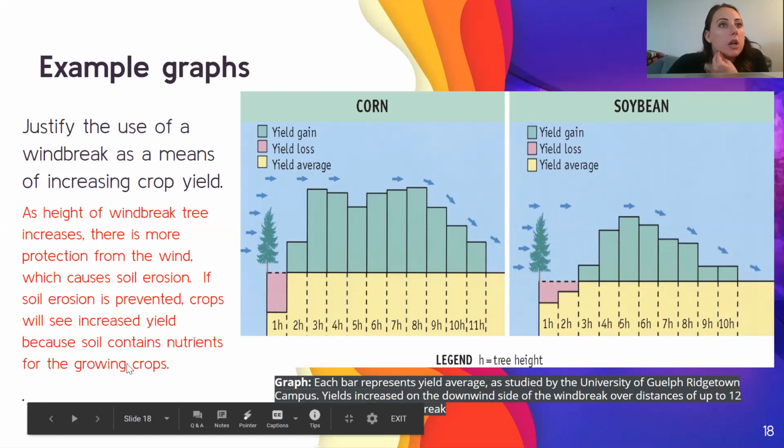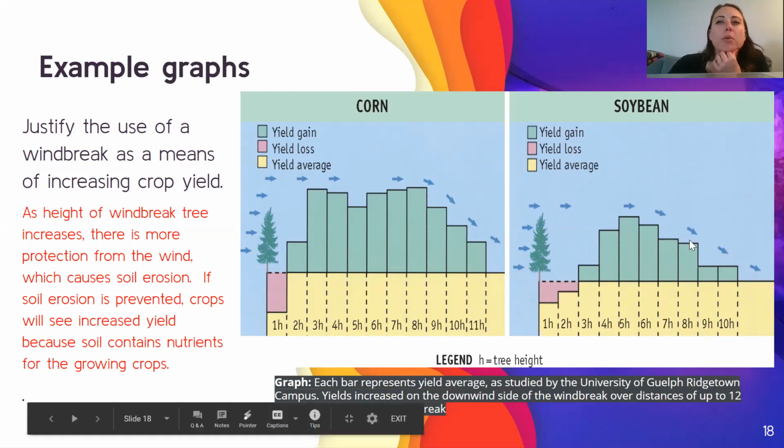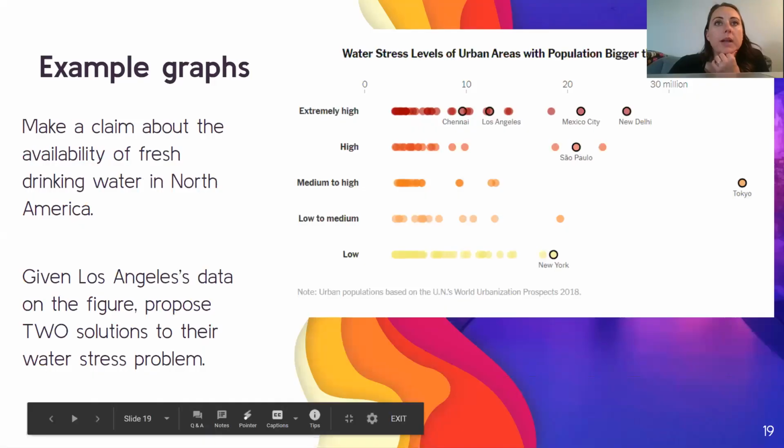Okay. So this says, as the height of the windbreak tree increases, there is more protection from the wind, which causes soil erosion. The wind causes the soil erosion. If soil erosion is prevented, crops will see increased yield because the soil contains nutrients for growing crops. Pretty straightforward on that one. This graph was a little bit trickier, but I think once we sat down and looked at it, we were able to get it. Okay, here's our last one.